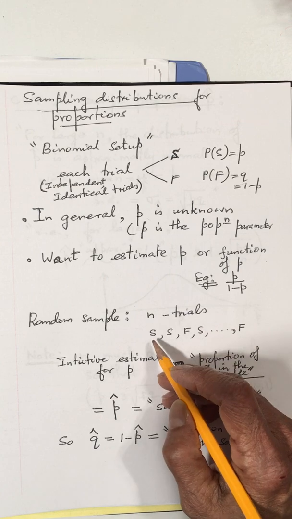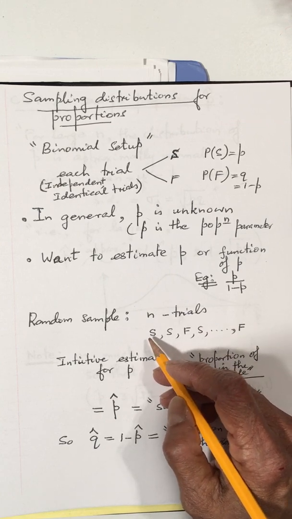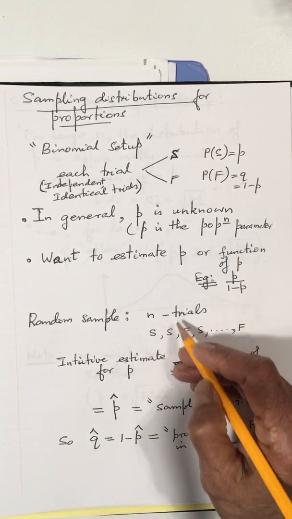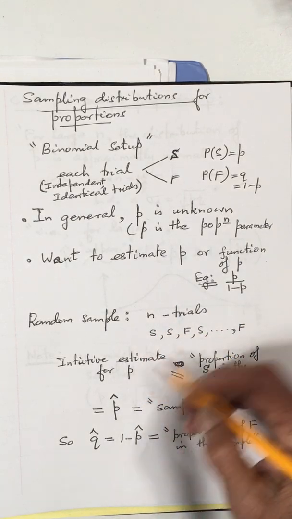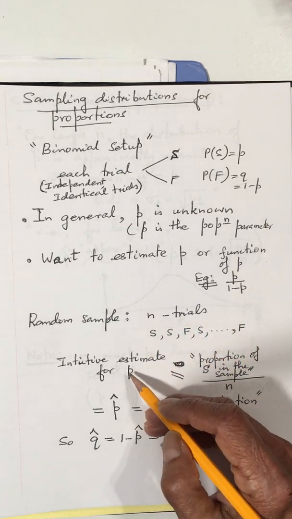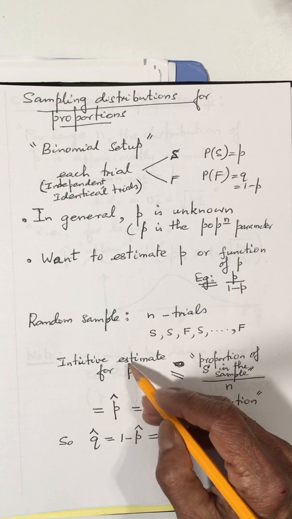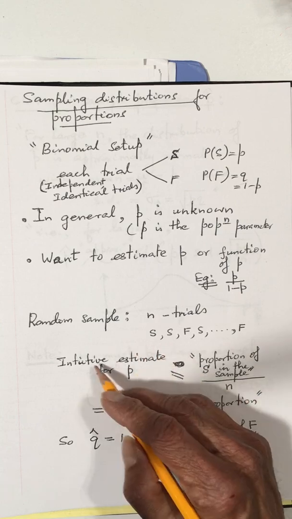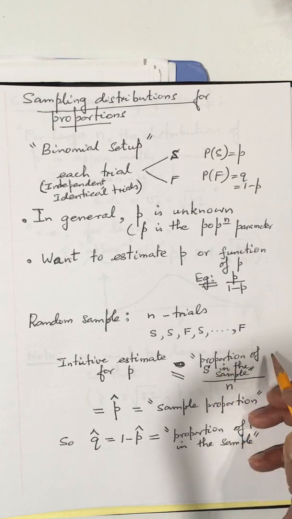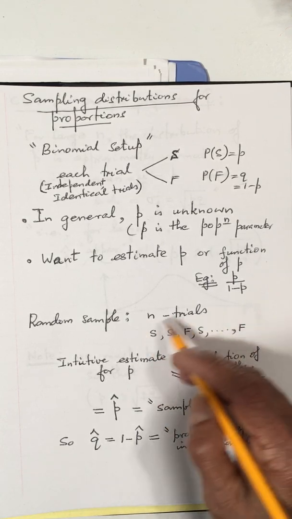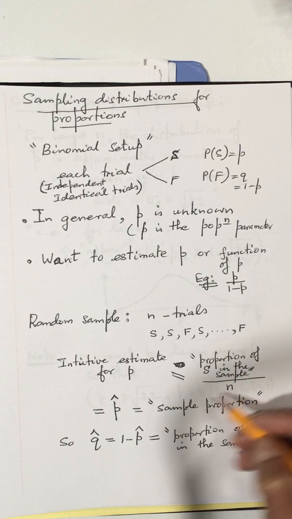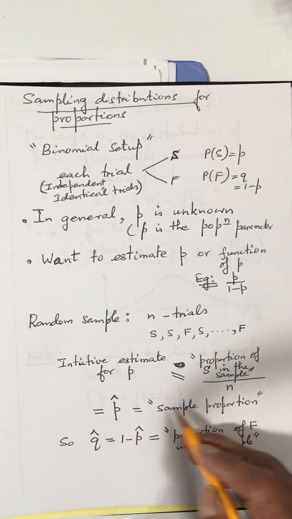Each item in your sample is going to be a success or a failure, out of those n things. So if I ask you, given these n values in your sample, for the best estimate of this population proportion, the best intuitive estimate you can get is the sample proportion. How many S's are in the sample? The number of S in the sample divided by n is known as the sample proportion.